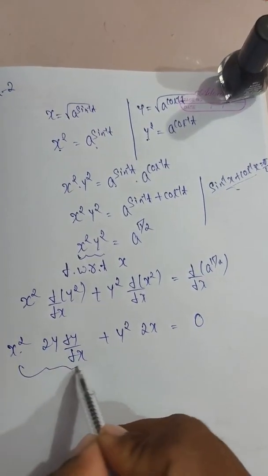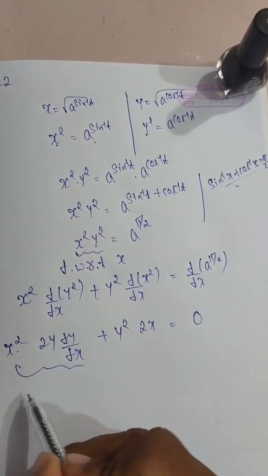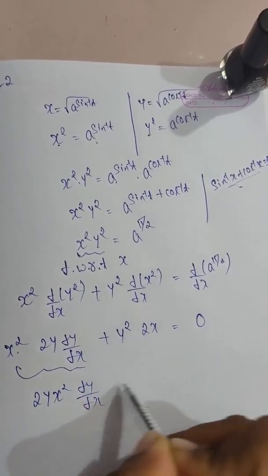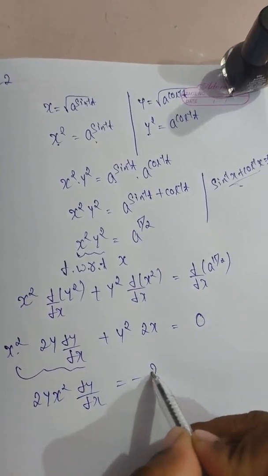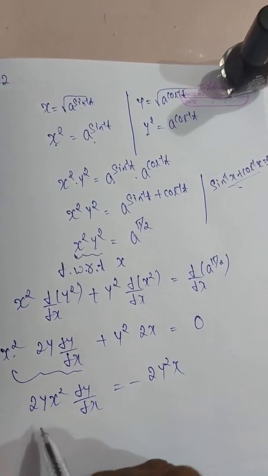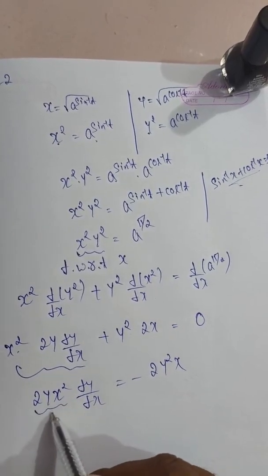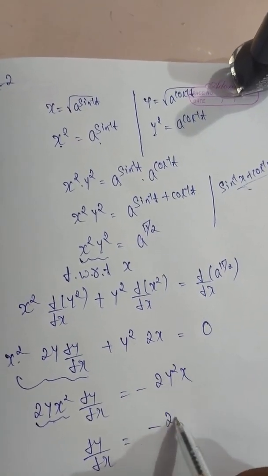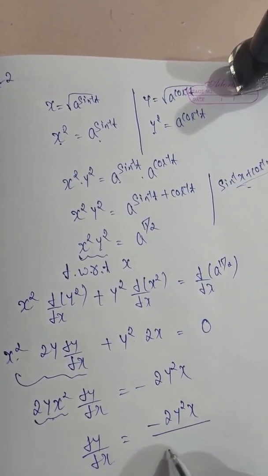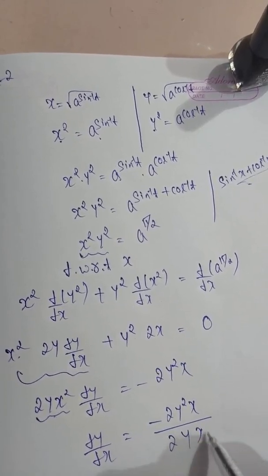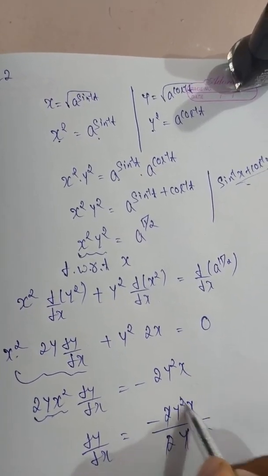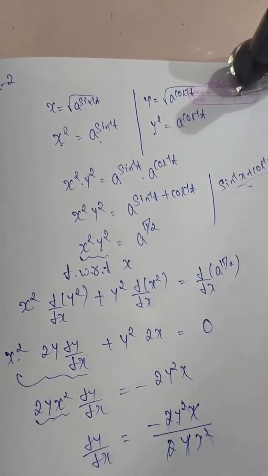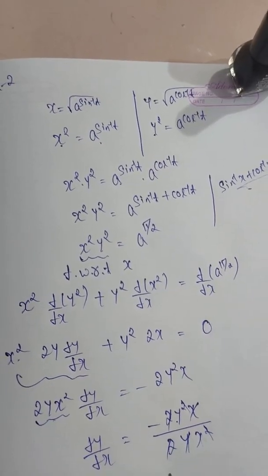Now keep the dy by dx on the left side, and the rest all on the right side. So 2yx square dy by dx is equal to minus 2y square x. Now this term will come to the denominator. Dy by dx is equal to minus 2y square x by 2yx square. Here 2 cancels, y cancels, x cancels. So we are left with only y and x. Means dy by dx is equal to minus y by x.